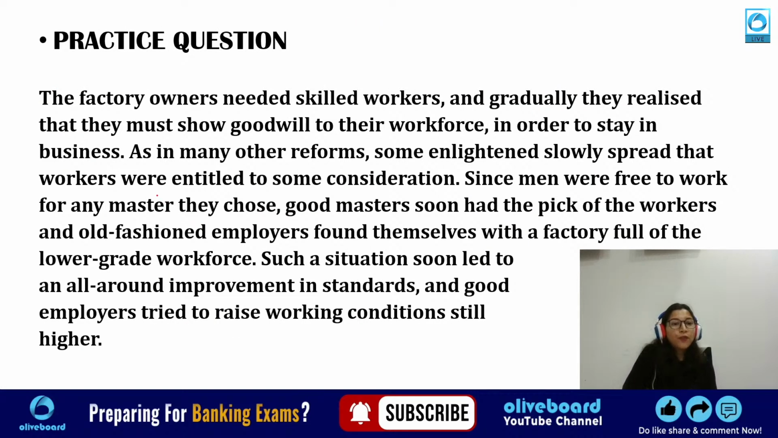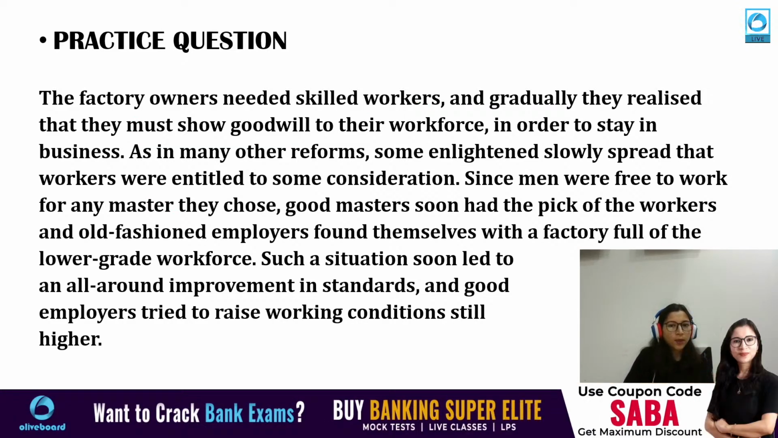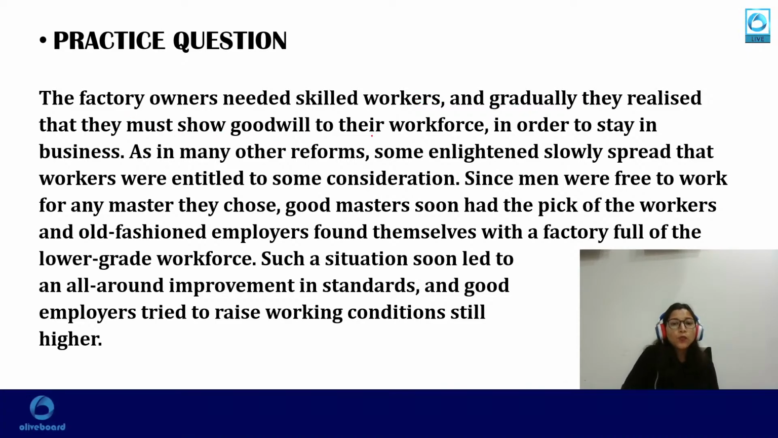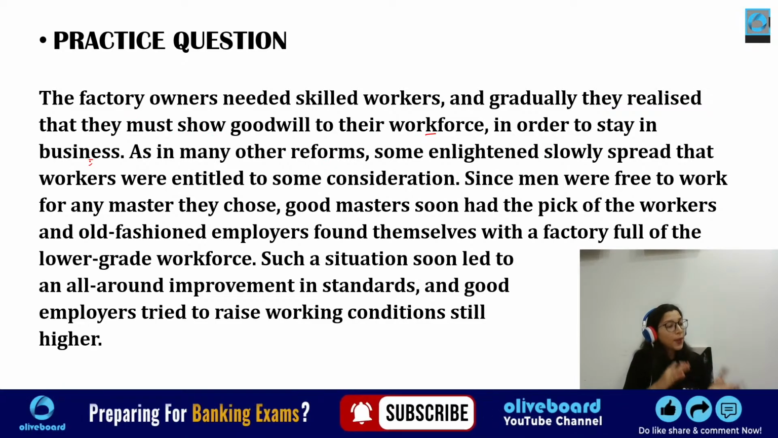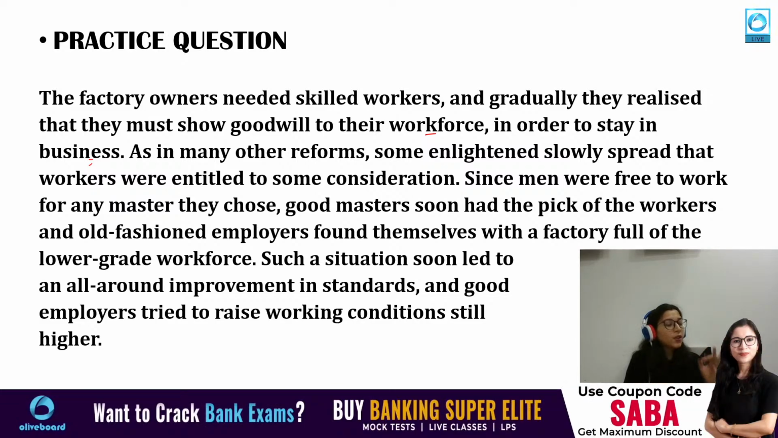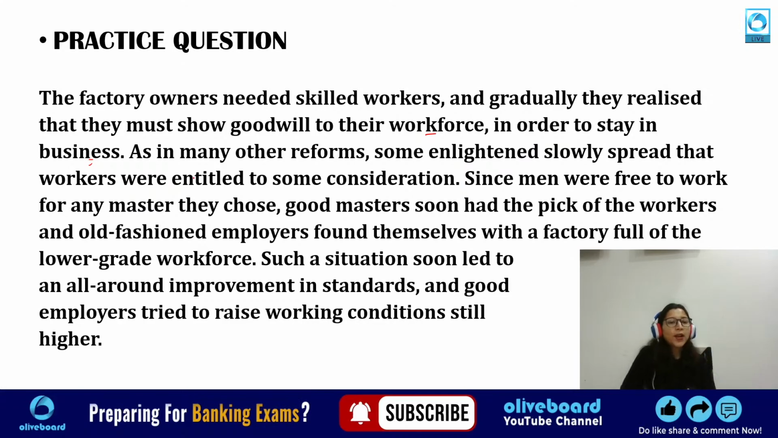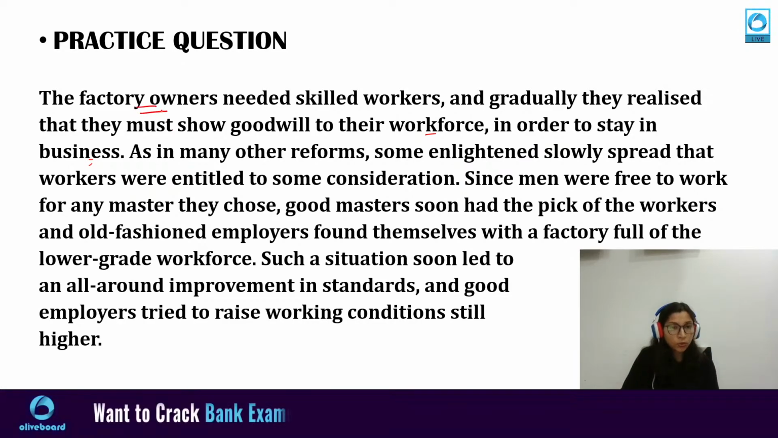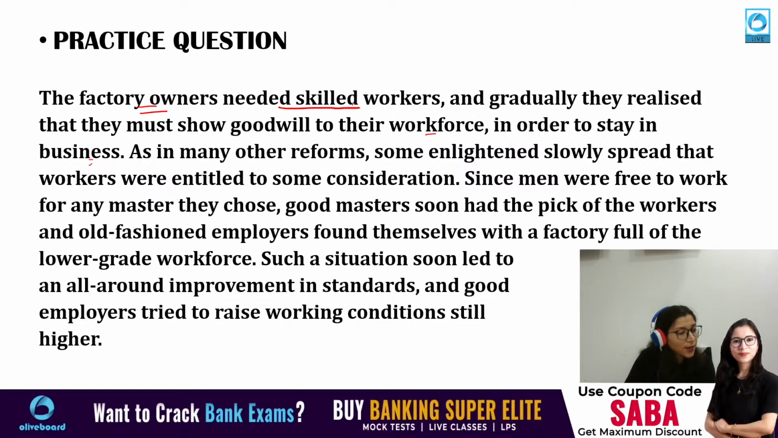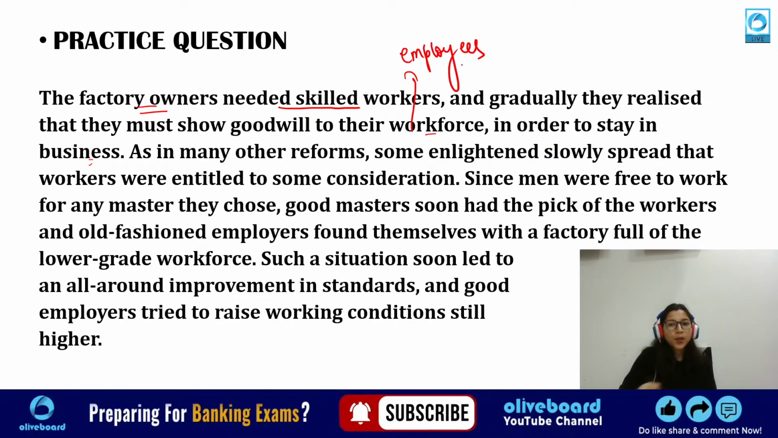Next, the factory owners needed skilled workers. अब क्या हुआ, फैक्ट्री ओनर्स को अब स्किल्ड वर्कर्स चाहिए थे. And gradually they realized that they must show goodwill to their workforce in order to stay in business. Now, because of industrial revolution, now see the complete thought is changing. Okay, पहले हम किसकी बात कर रहे थे, दो क्लासेस की. Now our focus is shifted to industrial revolution. Because of the industrial revolution, when production started increasing, laborers they started being dissatisfied. At that time, factory owners they thought of the need of skilled workers. They realized that they need skilled workers, and then they realized that they must show goodwill to their workforce. Workforce here means their employees in order to stay in business.